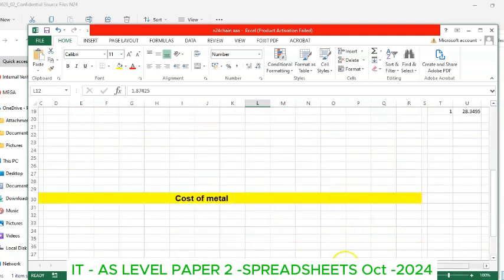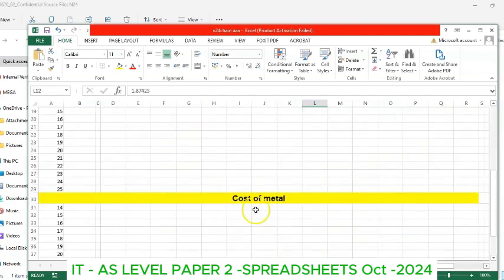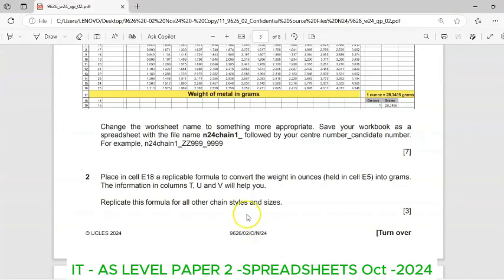Alright, so that will allow us to jump straight to the questions. The first question we are looking at has to do with the calculations. Place in cell E18 a replicable formula to convert the weight in ounces into grams. The information in columns T, U, and V will help. Replicate this formula for all other cells.